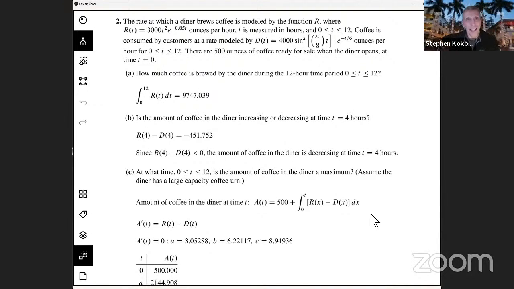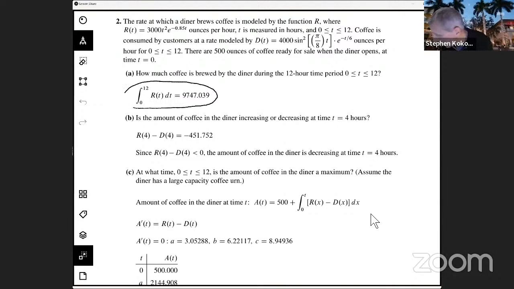Okay. So the first question is, how much coffee is brewed by the diner during the 12-hour period 0 to 12? Well, okay. Very typical sort of question again on a free response question on the exam. We have a rate in and a rate out. And to answer this question and get full credit, students would only have to do the following.